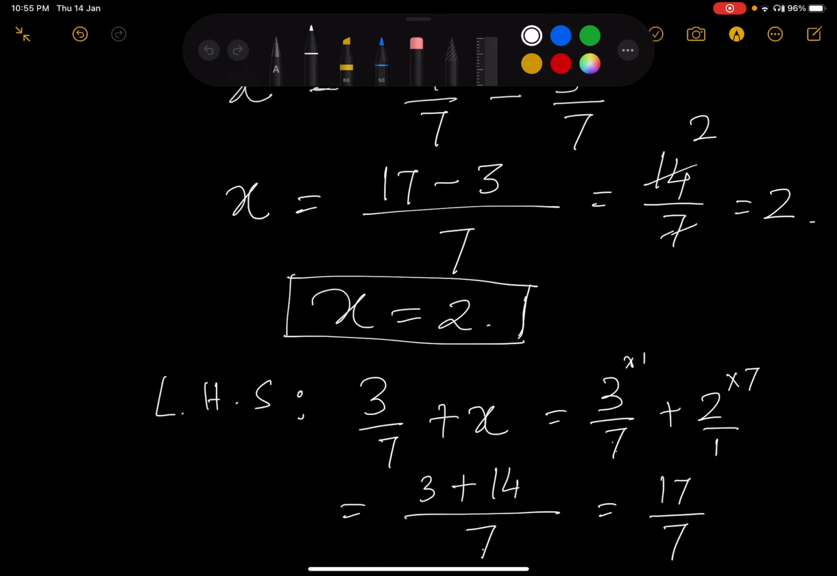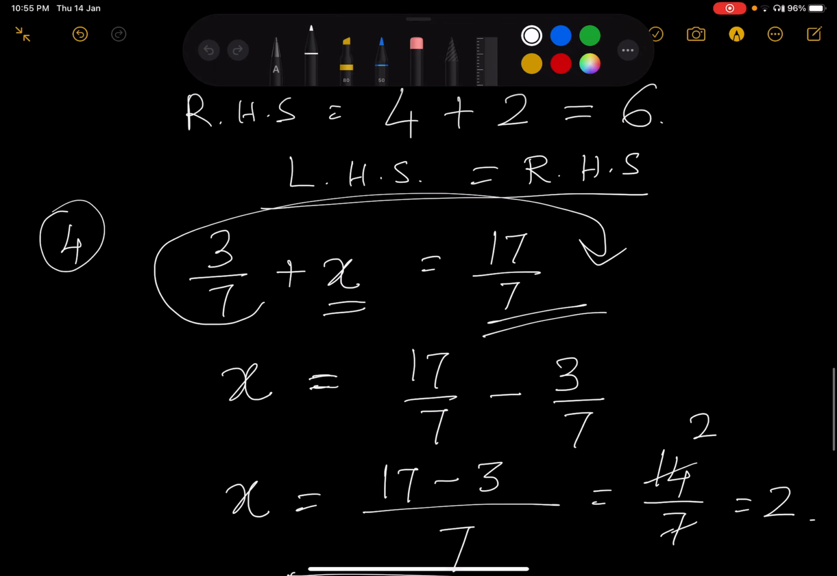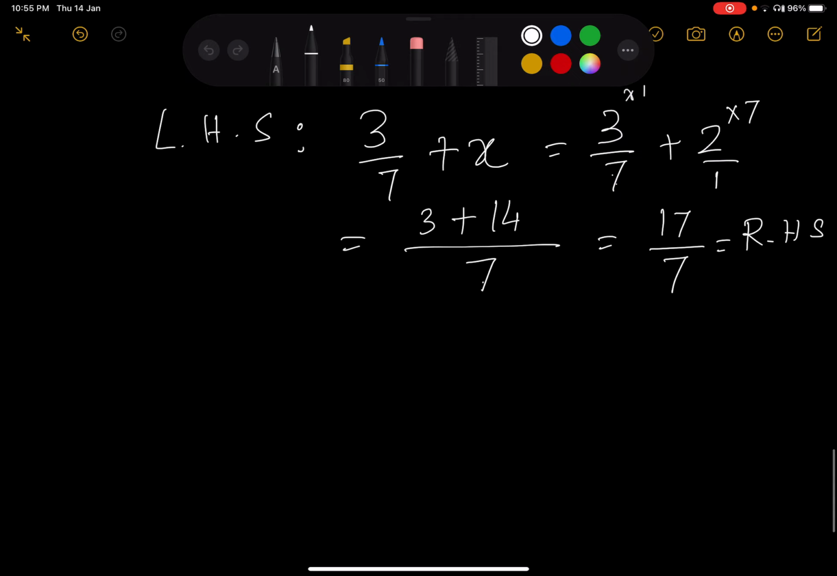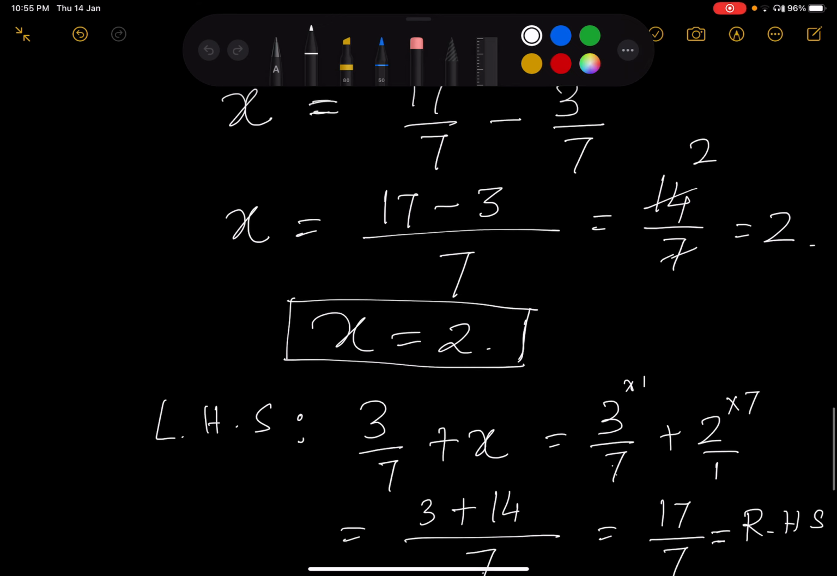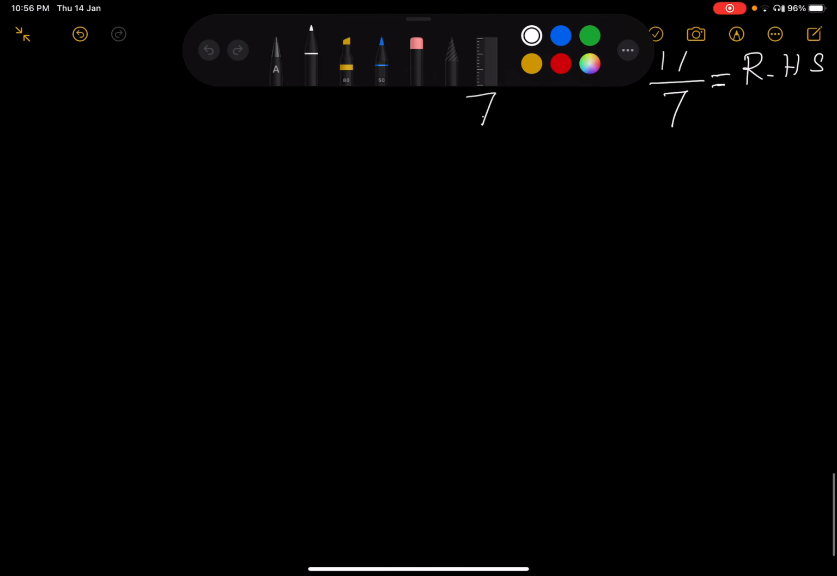17 by 7. Now you can see that 17 by 7 is the fraction which is lying in the right hand side. So in this way you could prove that left hand side is equal to right hand side. That means whatever value you have got for x is correct. So hope you are following. So there are different kinds of problems.